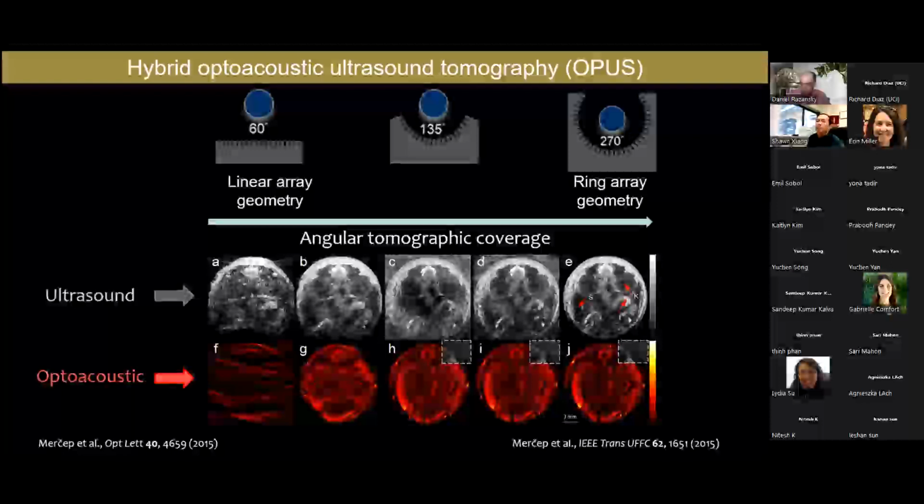So you still get quite reasonable pulse echo ultrasound image quality for all those configurations, even with the limited view linear array. But the optoacoustic image quality is very poor in this case, right? So you can't even clearly distinguish the surface of the mouse anymore. So ideally, you really need the full tomographic coverage to start clearly seeing structures inside the mouse for the optoacoustic imaging case.